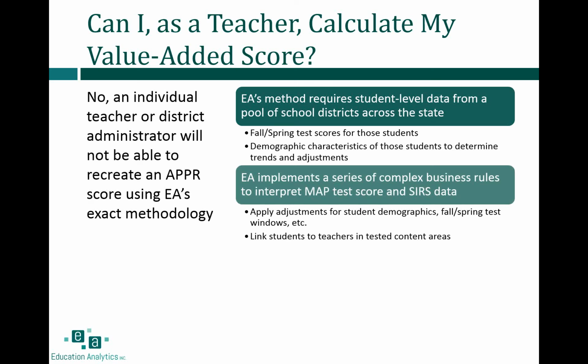Additionally, Education Analytics implements a series of complex business rules that interpret MAP test scores and SIRS data in order to make this analysis happen. We apply adjustments for student demographics, fall test and spring test windows, as well as other different factors to let us know how to interpret that SIRS data correctly. That lets us know how we want to link students to teachers in tested content areas. And if you're interested, the rules that we use for SIRS data to determine which students are linked to which teachers are available up on our website if you want to look at those, and how we use those test fields.